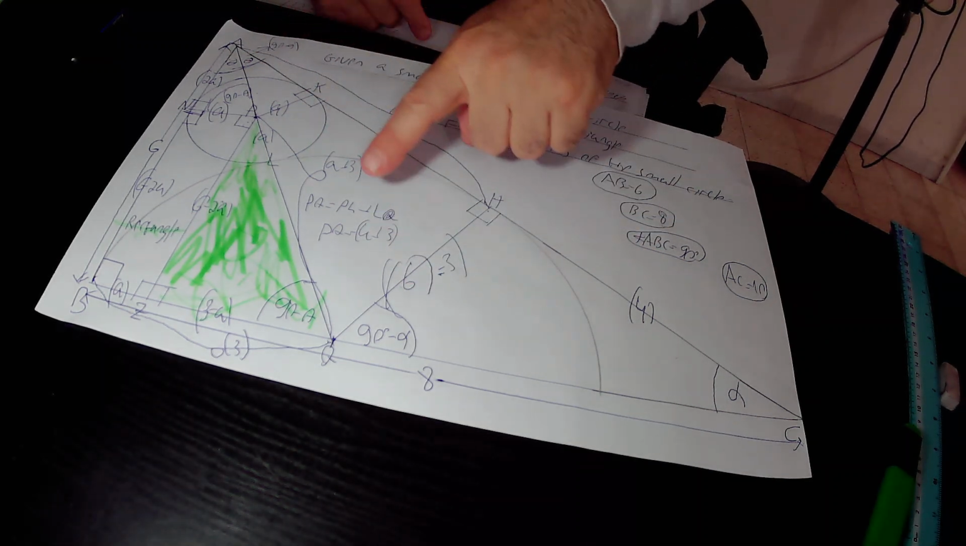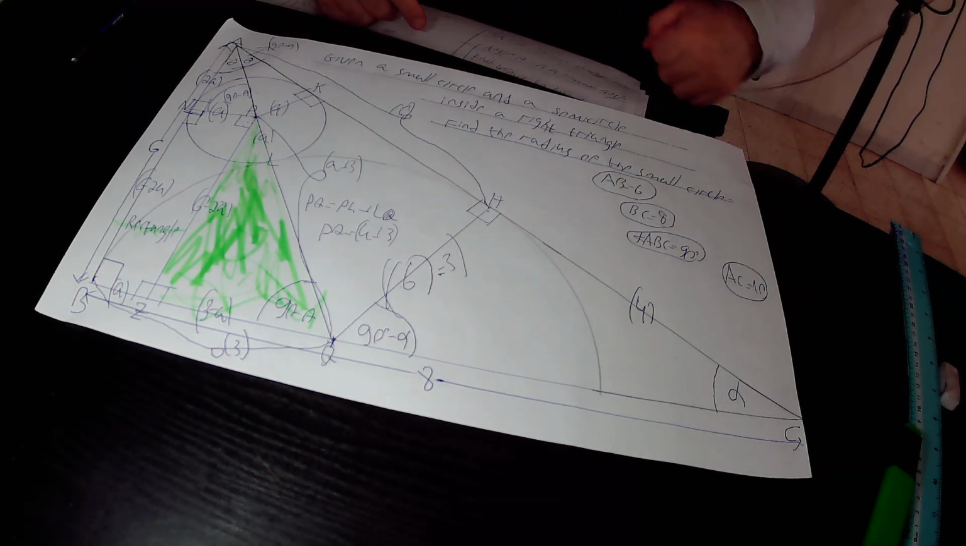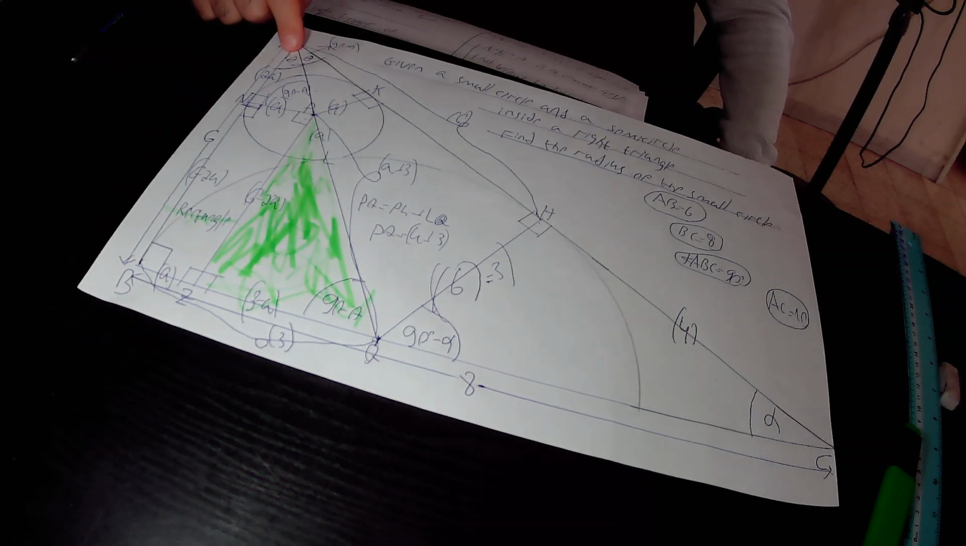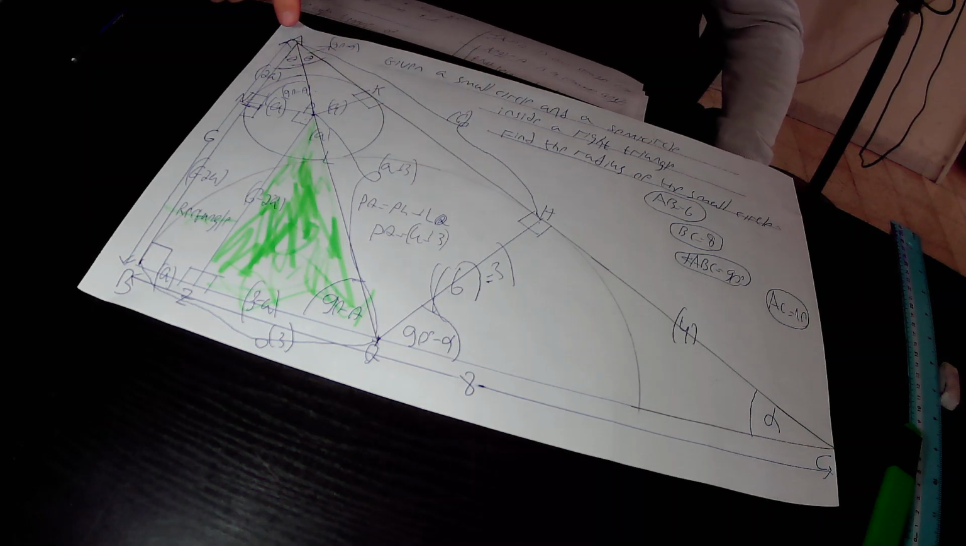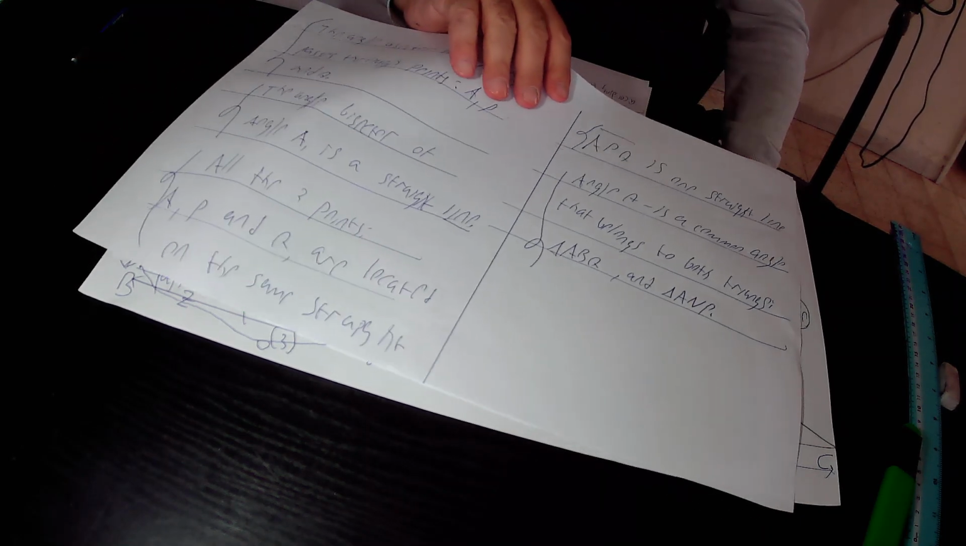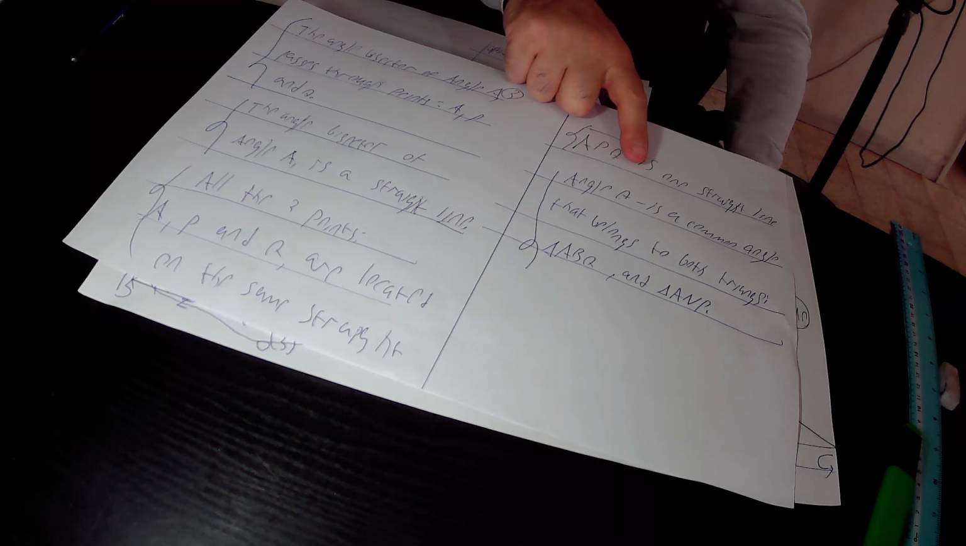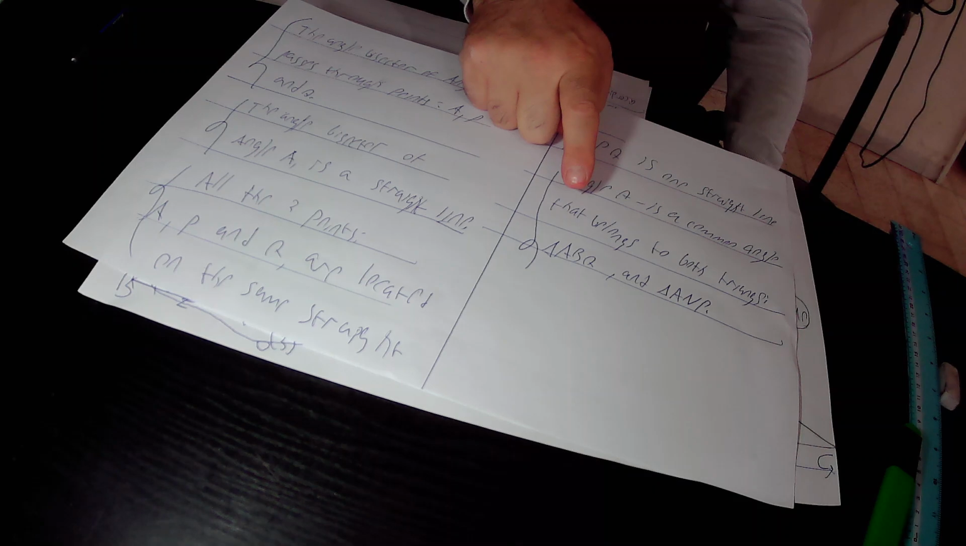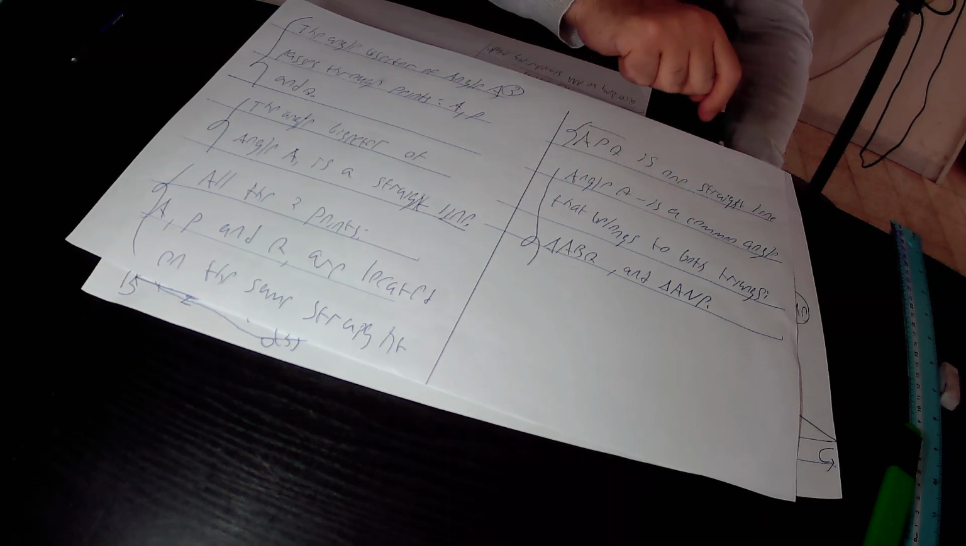If line APQ is one straight line, it means that this angle theta is a common angle that belongs to both triangles, to the big triangle ABQ and also to the small triangle, triangle APN. Again, angle theta belongs to the big right triangle ABQ, and also to the small right triangle APN.